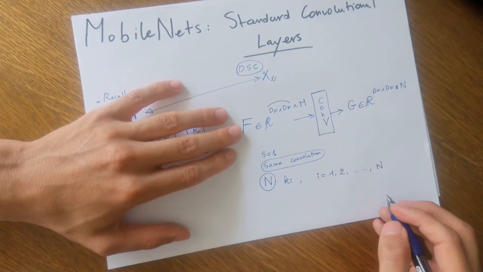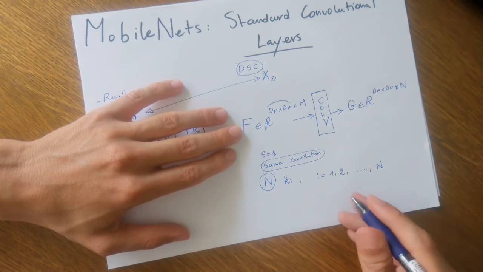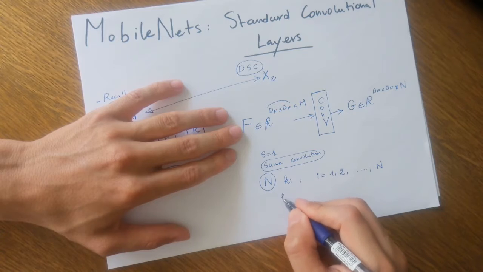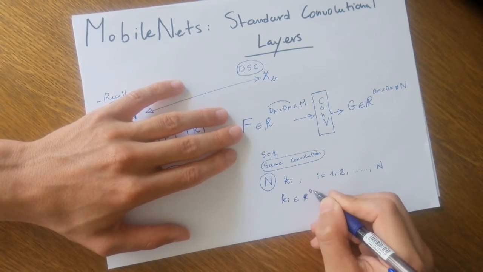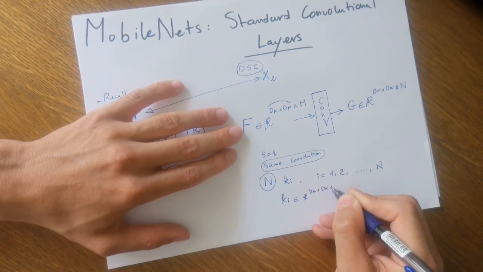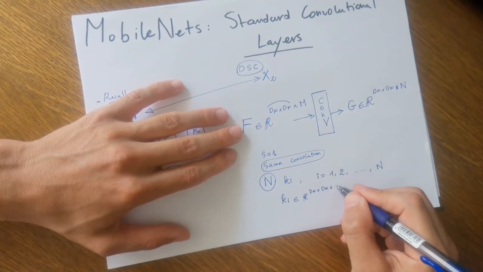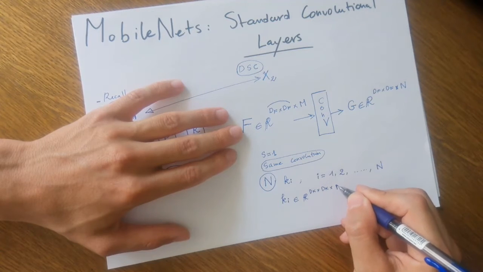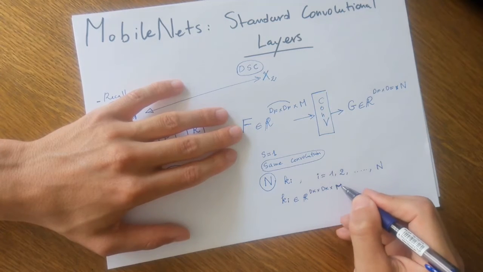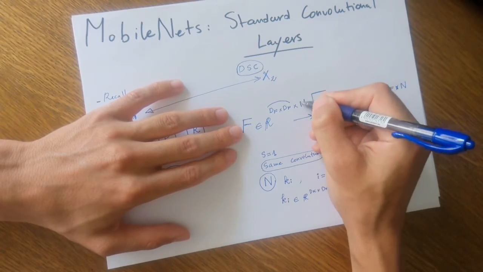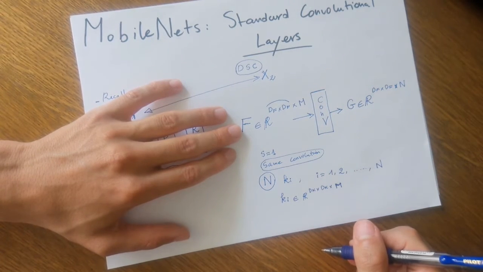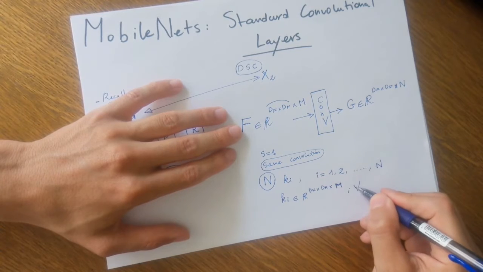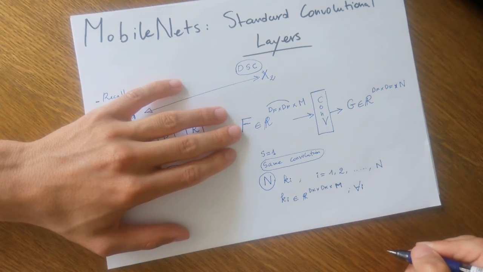Also, we assume that the spatial dimensions of the kernel, or the dimensions of each kernel, ki, is dk times dk times m, or rather n. Sorry, it should be m, yeah, because the depth of each kernel should be equal to the depth of the input, so this is necessary, right? And this is valid for each i.